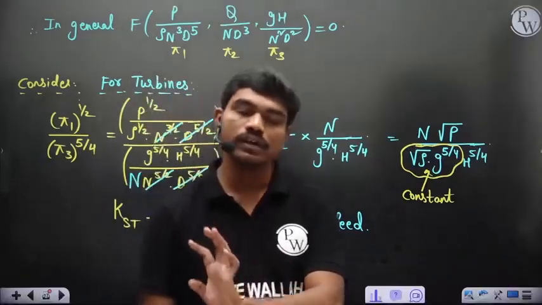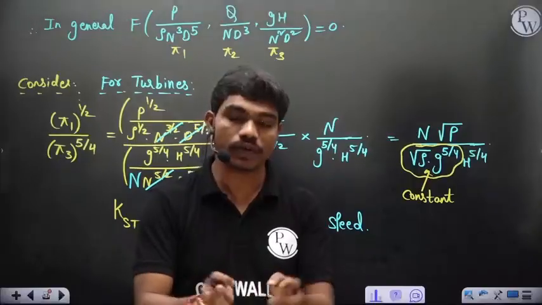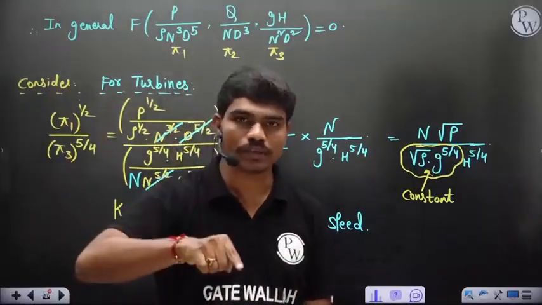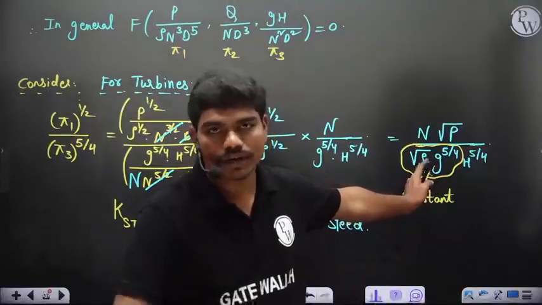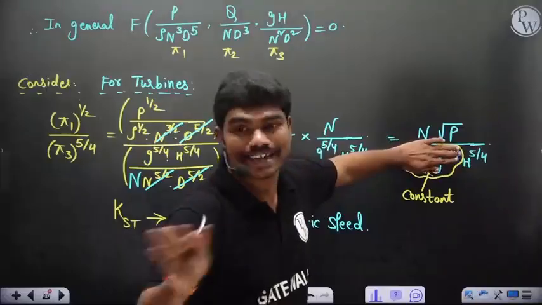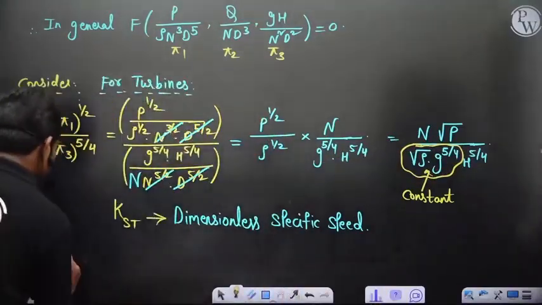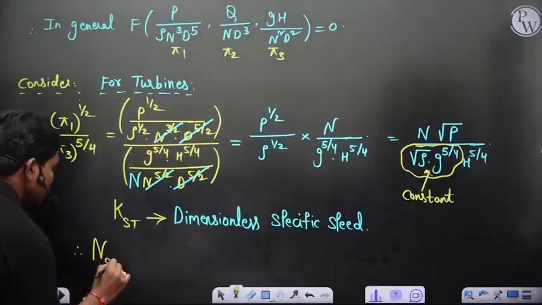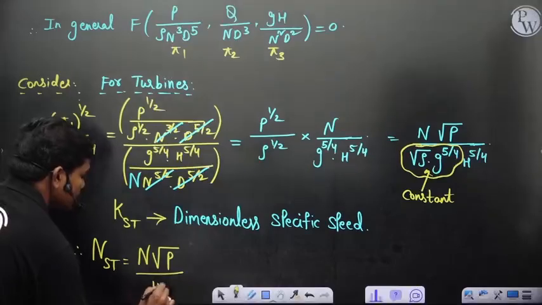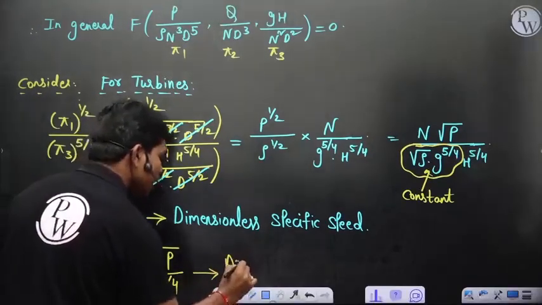Normally if you want to test a hydraulic turbine, water is the cheaply available fluid as of today. So if you are doing testing in the lab with water, in the prototype and in the model you are doing the same testing with the same fluid. g is the same in both the cases. So by default, whether you put it or not, this quantity is going to be the same in both the model and prototype cases. Therefore, we define something called NST, which is equal to N root P by H power 5 by 4. So this is called the dimensional specific speed.